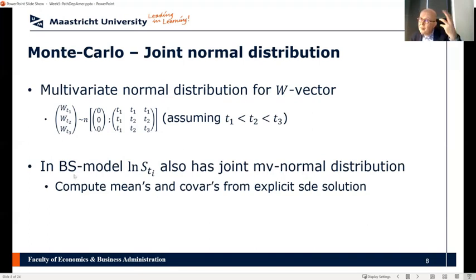And in many models, and in particular in Black-Scholes type of models, we know that the logarithm of the stock price at different points in time is also a vector with a joint multivariate normal distribution. If you apply Ito's lemma, you can compute in closed form the means and the covariances of these logarithms of the stock prices. And basically you can draw a whole path of stock prices, or a whole path of log stock prices, directly from a multivariate normal distribution.